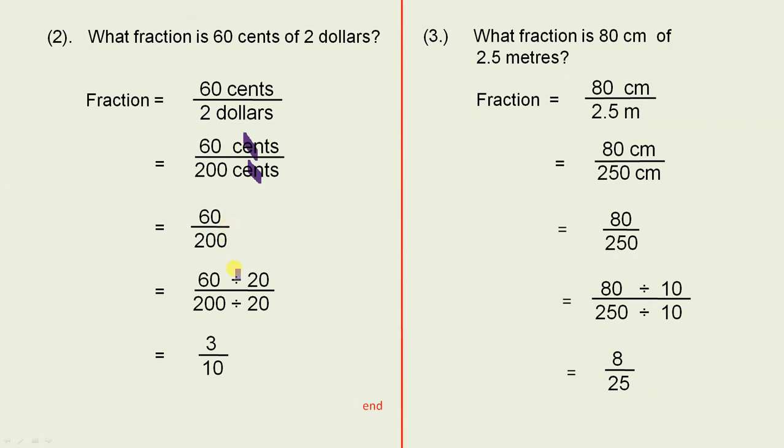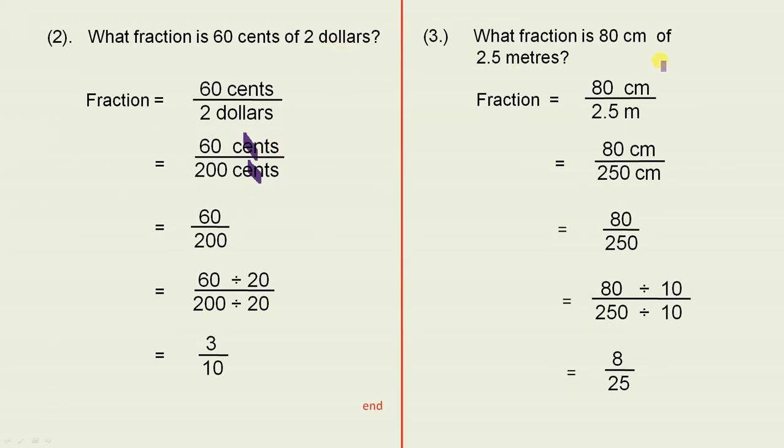If we divide the top by 20 and the bottom by 20, now top means numerator, the bottom means denominator. 60 divided by 20 is 3, 200 divided by 20 is 10. So the answer is 3/10. So 60 cents is 3/10 of $2.